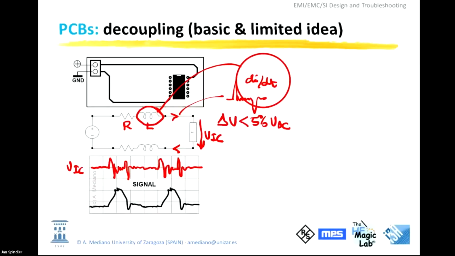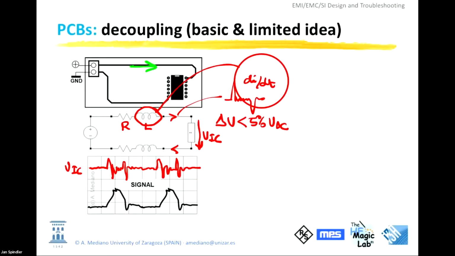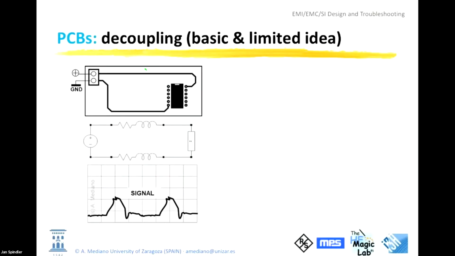In EMI, the current is taking this path. So you have different problems. The first problem is that the current is going through some kind of loop.